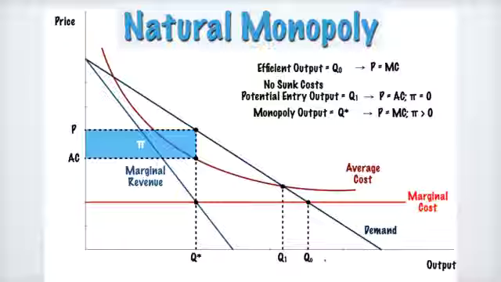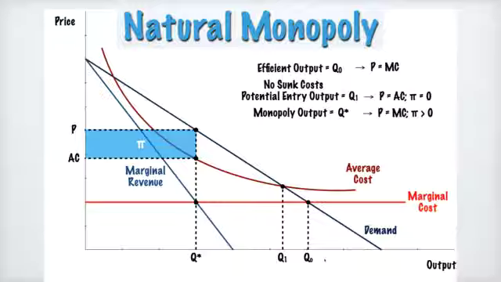Please realize under this scenario with this natural monopoly that the efficient level entails a loss. Per unit cost is greater than the price. So if this natural monopolist were to operate and operate efficiently from a societal perspective, it would actually be losing money.